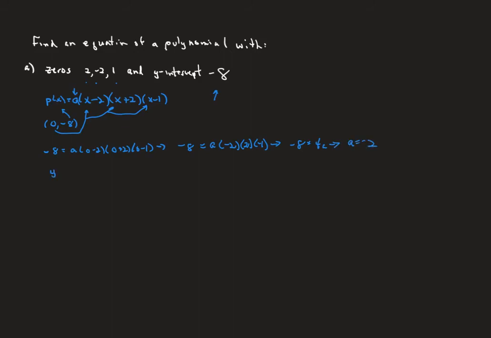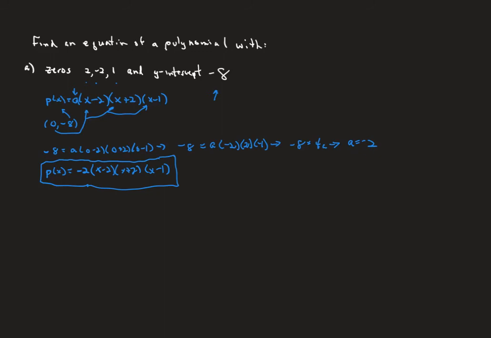And that tells us then that I'll stick with the p of x. The p of x is going to be, the a is negative 2 times x minus 2 times x plus 2 times x minus 1. Most of the time, I'm not going to ask you to multiply that out, and so we'll just stop right there and call that our answer.